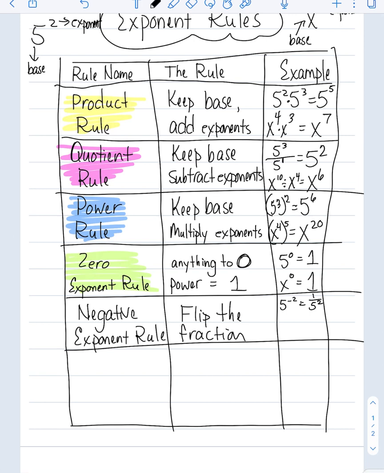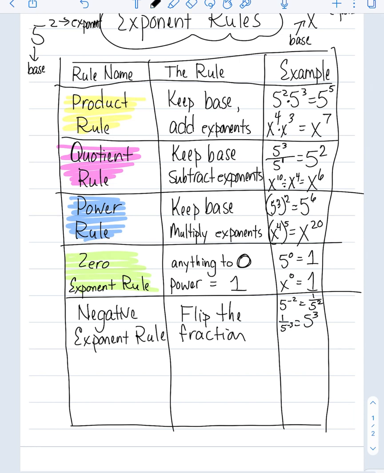Let's do the same thing with a letter or a variable. Or actually, let me do another example first. What if I had 1 over 5 to the negative 3 power? The 5 to the negative 3 is on the bottom of the fraction, so I flip it to the top. 5 over 1 is just 5, and the negative 3 becomes positive 3. I'm going to erase this line because I need a little bit more space.